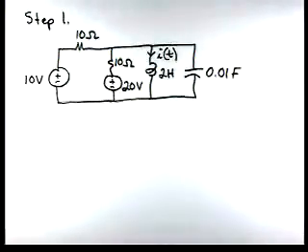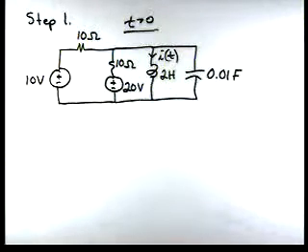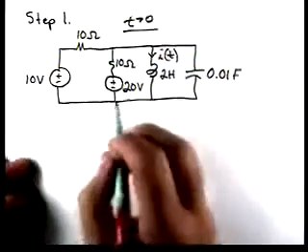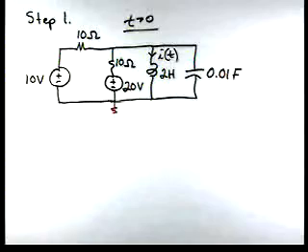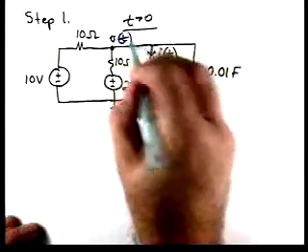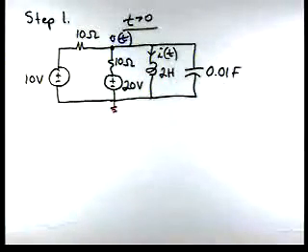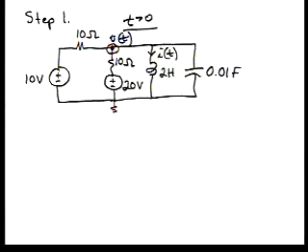So let's look at the circuit for t greater than 0, and we're looking at writing our differential equation. I'm going to utilize nodal analysis. Let's pick this as a reference, and then let's define a node voltage here we'll call v(t). And let's start writing a nodal equation at this node.